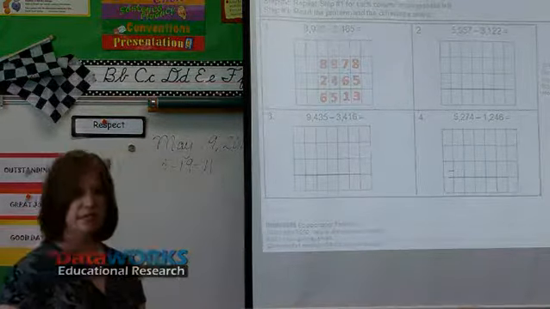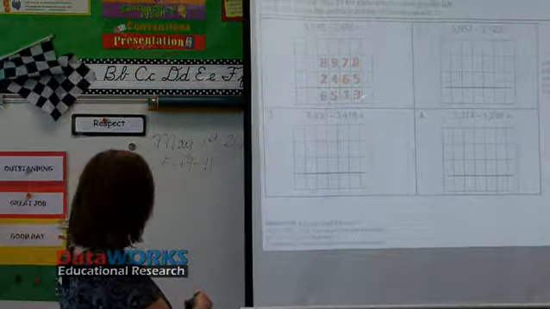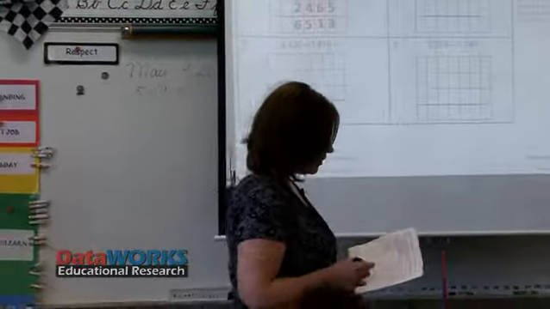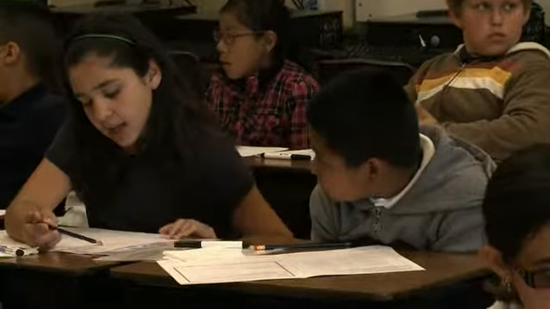So let's read the difference together. 6,513. All right, I want you to turn to your neighbor. I want you to tell them, how did I know if I needed to regroup? Lincoln.